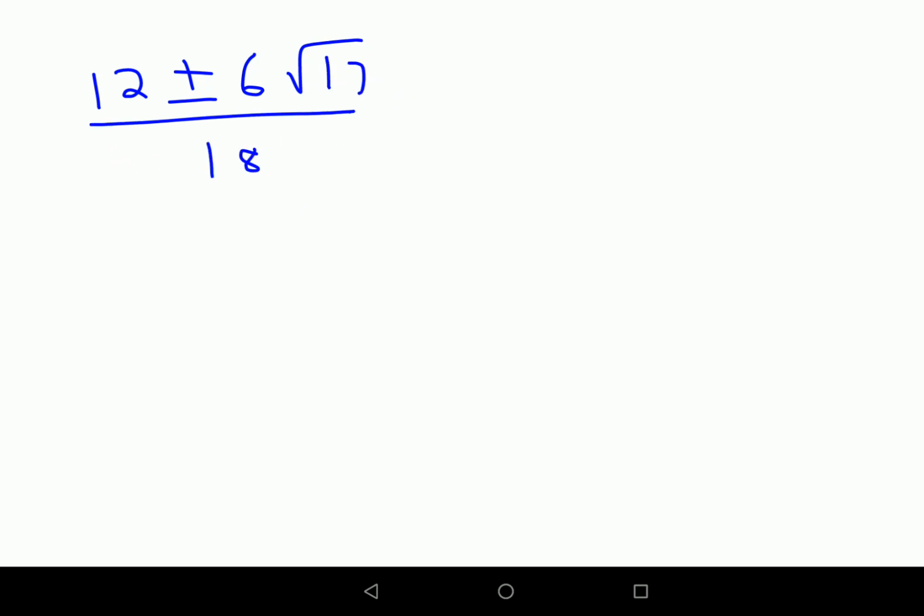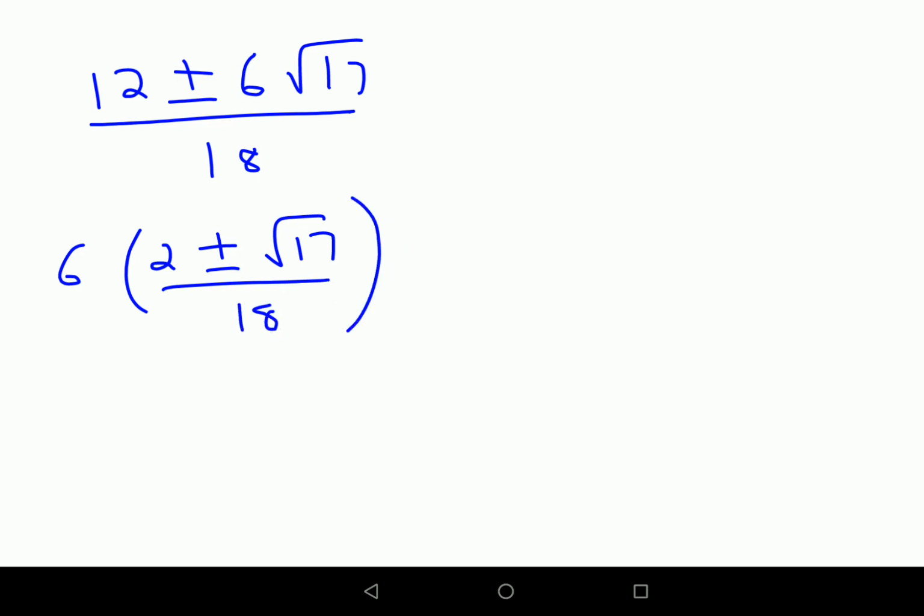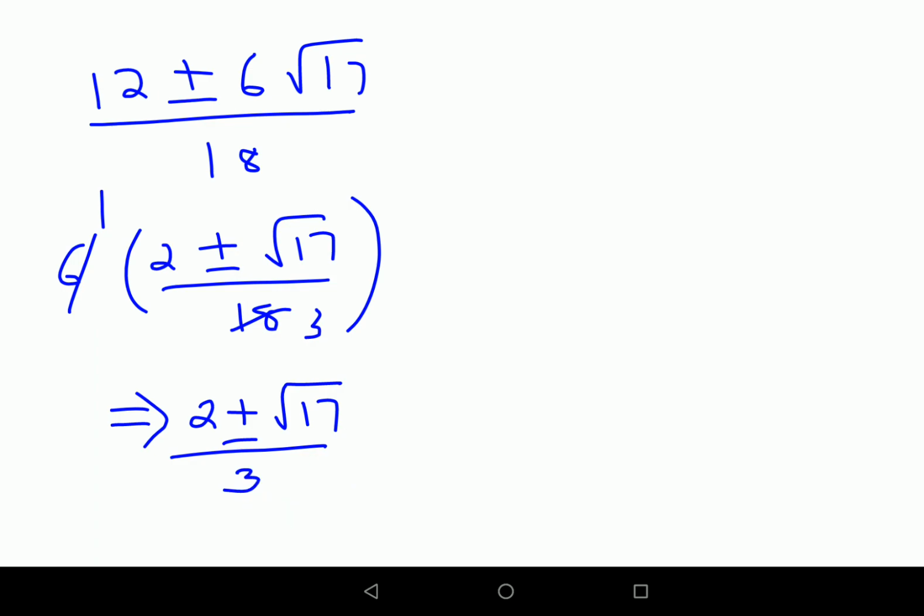Then let's take 6 common from the numerator. So I'm left with 2 plus minus root 17 upon 3. So this is cancelling. My final answer is coming out to be 2 plus minus root 17 upon 3. So you saw how we could do this with the normal method, but you also saw that I literally took more than 6 minutes to solve this particular question.